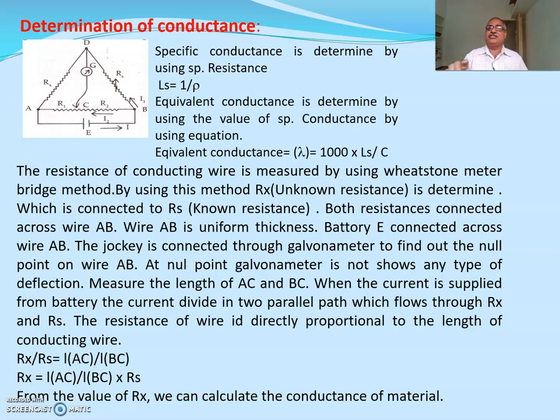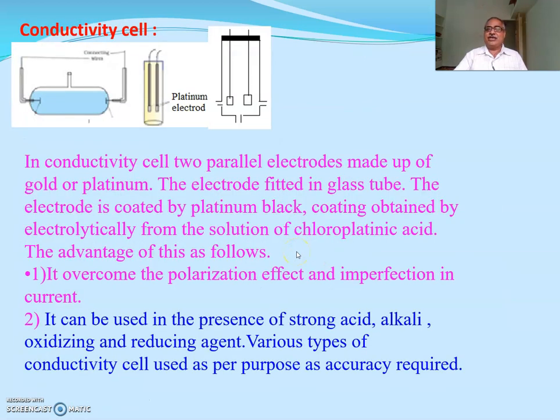In the 12th level this experiment is already done. We take a long wooden box with a scale and fit 2 or 3 wires. One point is connected to the known resistance, and one to the rheostat. At the junction of these two resistances, the jockey is connected to the galvanometer, and the jockey slides on the wire AB to find the null point. From this length we can determine the conductance of the conducting material.